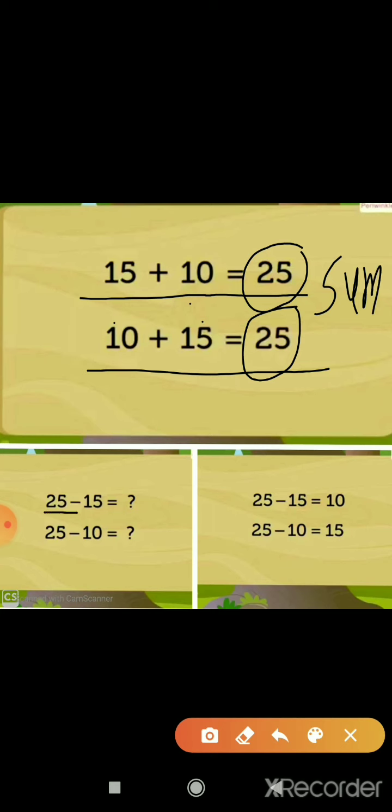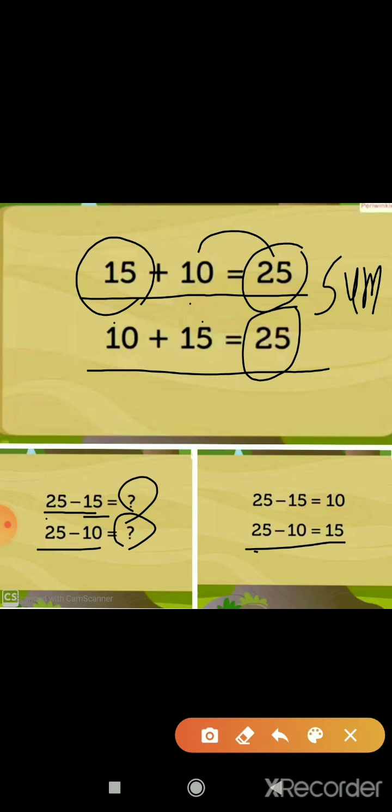So 25 minus 10 is equal to question mark, and 25 minus 15 is equal to question mark. So students, what will be the answer? 25 minus 10 is equal to 15, and 25 minus 15 is equal to 10.